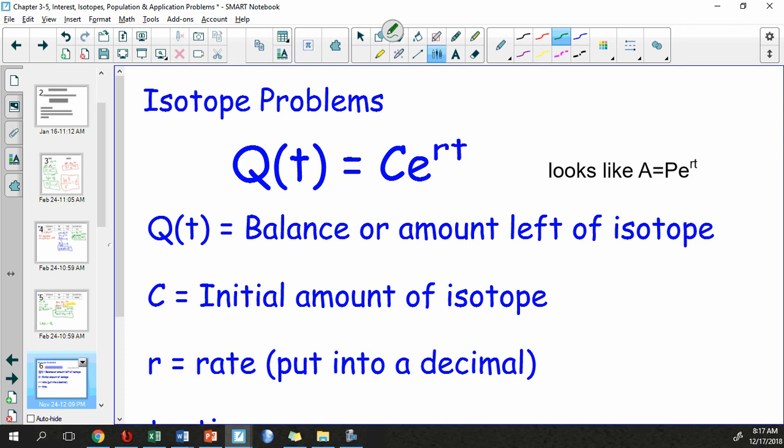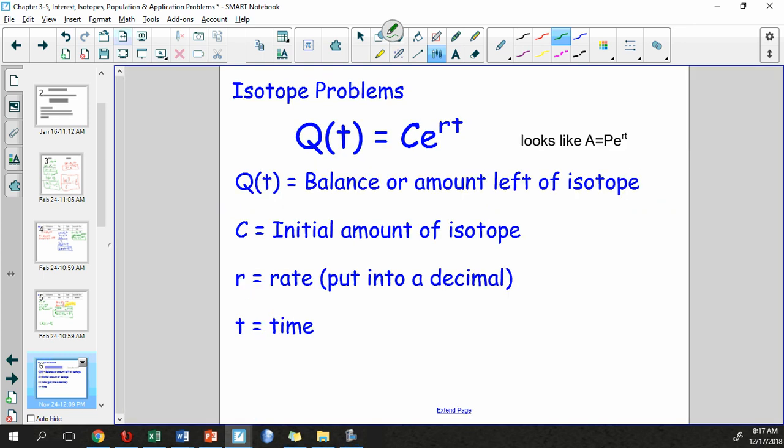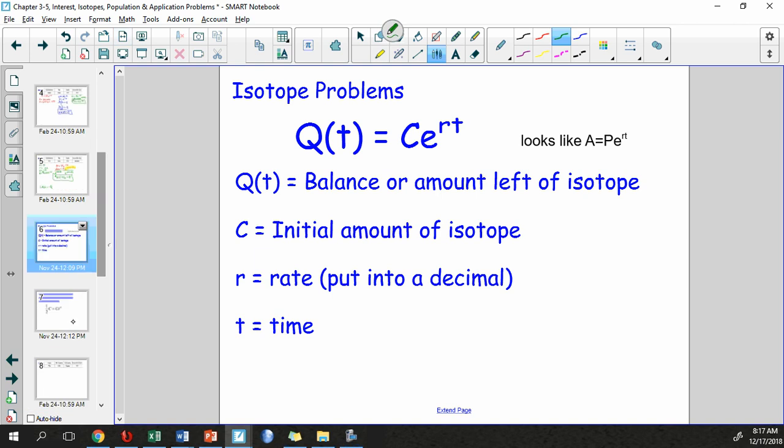You with me? So it's exactly the same concept as PERT. So Q of T is going to be your balance, or what is left of the isotope. C is the initial amount of the isotope that they placed into your system. R is the rate at which it is slowly decaying or diminishing from your system. And T is the time that it will be in there. You with me? Same exact concept as investing money, yes? Okay, so with that being said, let's go ahead and go here.